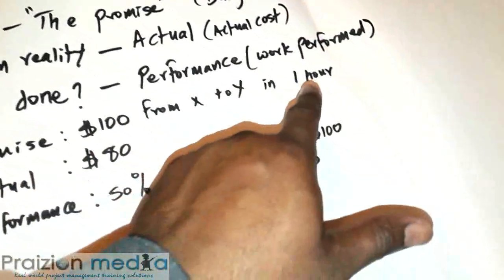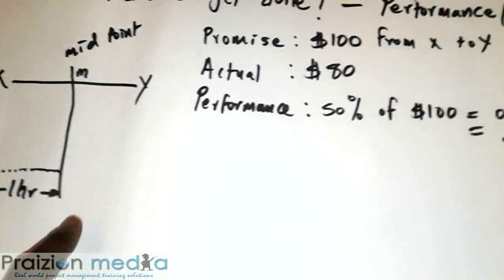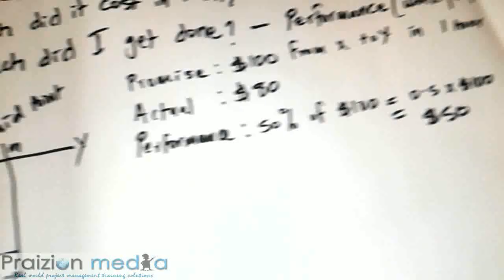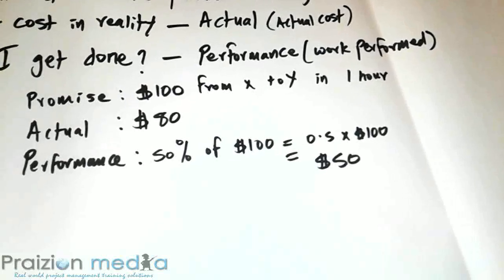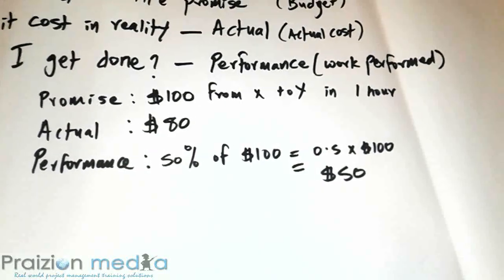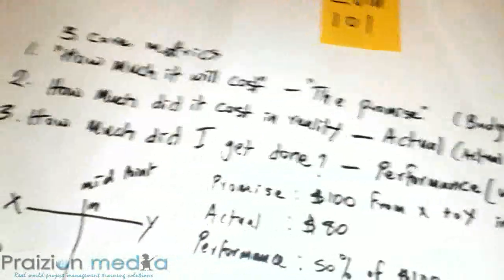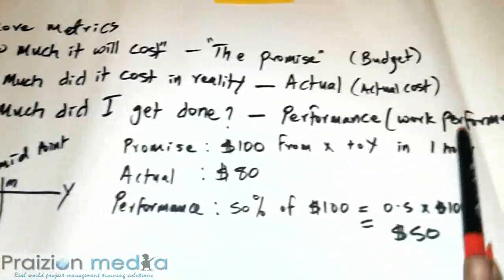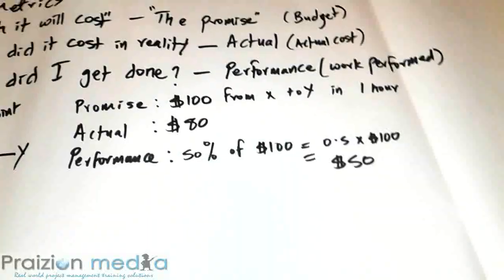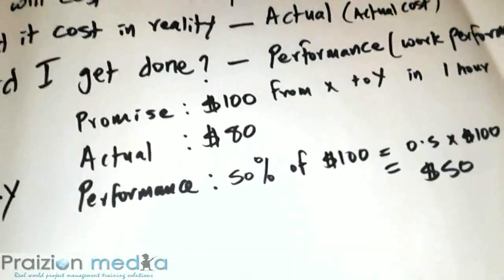So the promise was to spend 100 within 1 hour to get all of this done. But in 1 hour, Phil has only accomplished 50%, and he has spent $80. Now let me introduce you to the more rigorous definitions of these three core metrics. I call them the promise, which is the budget. How much did it cost in reality? The actual cost. And how much did I get done? The performance. But the terms that are used to describe these are other things. Here goes.